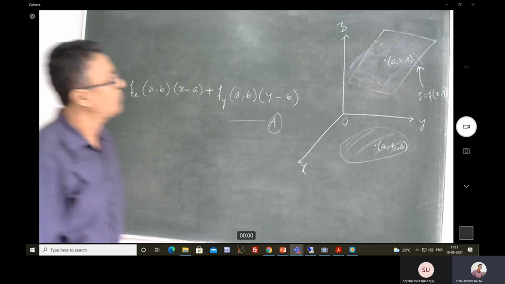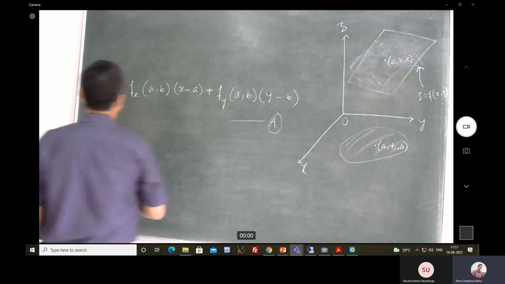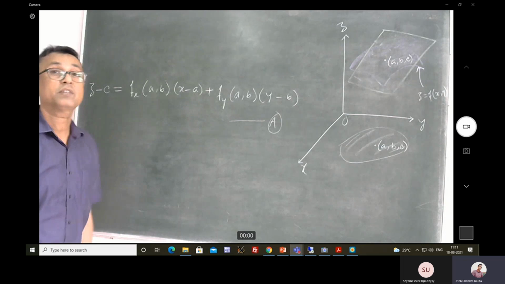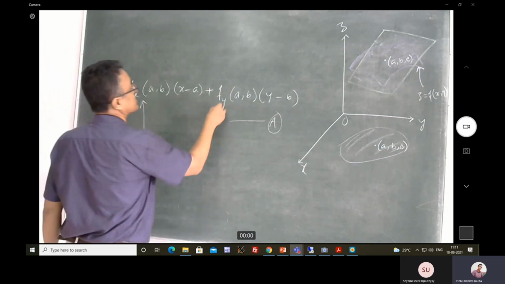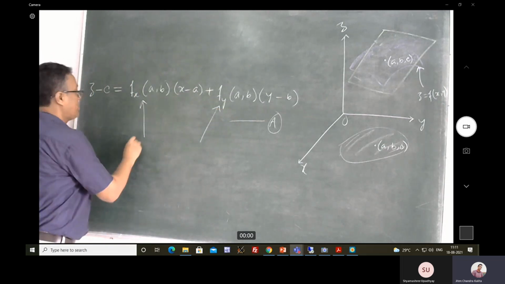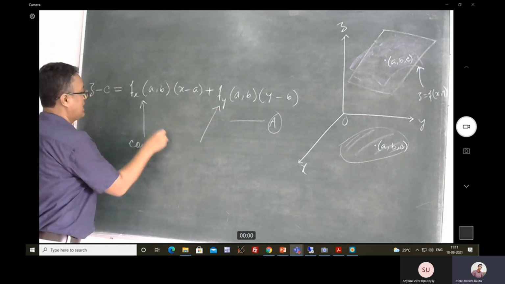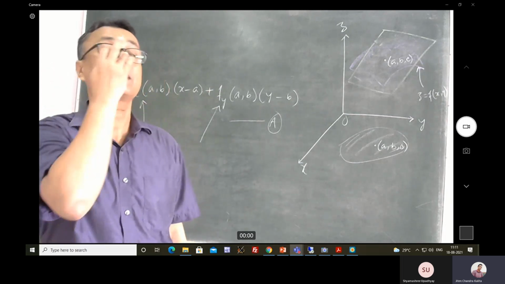One thing I would like to tell you is that, in order for the tangent plane to exist, these first order partial derivatives, fx and fy at (a, b), must be continuous. Otherwise we won't be able to draw the tangent. We'll see it later on.